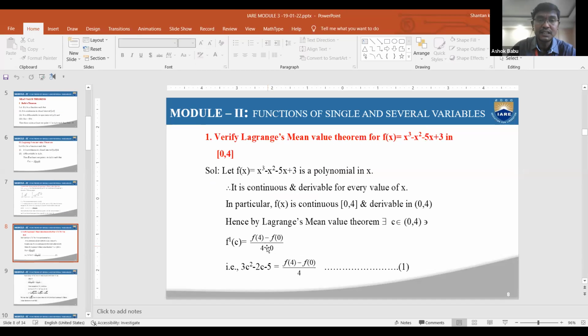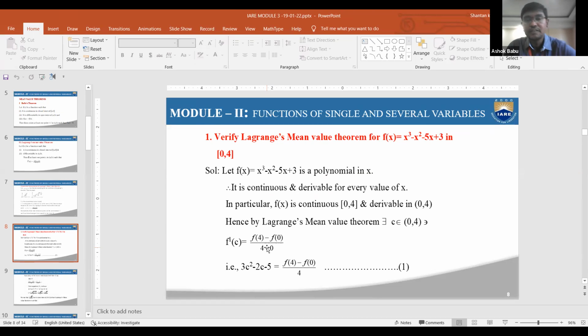See, for example, this is one problem. Verify Lagrange's mean value theorem for the function f of x is equal to x cube minus x square minus 5x plus 3 in the interval 0, 4. Here the problem is Lagrange's mean value theorem, which means, as I just discussed, one condition is continuity and the second is differentiability. Continuous means in the closed interval a comma b, and differentiable means in the open interval a comma b.